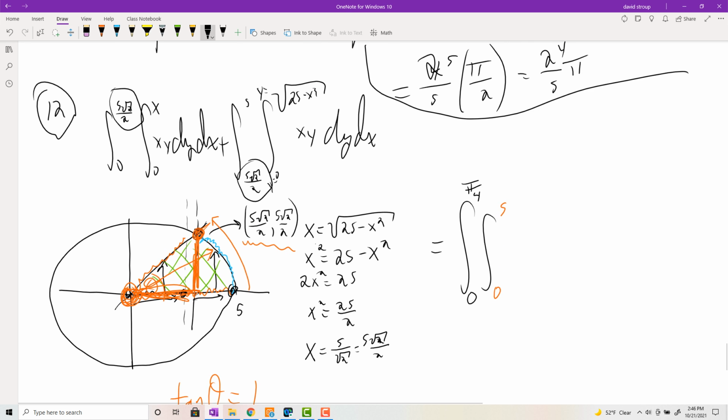And we get this nice integral, replacing x and y with r cosine theta and r sine theta. I'm going to get r squared cosine theta sine theta, and then r dr d theta.